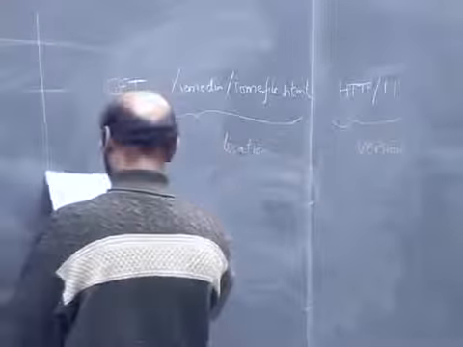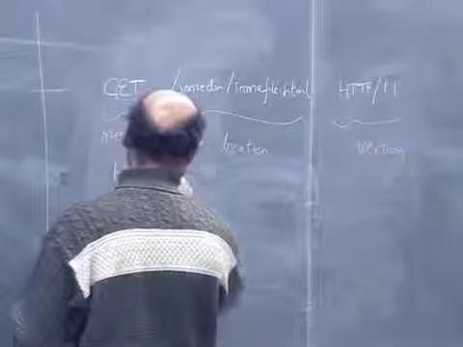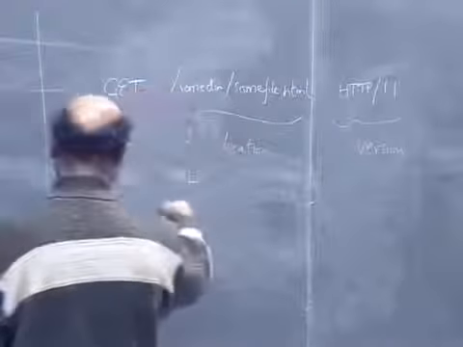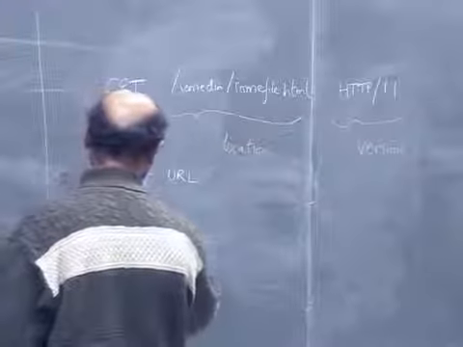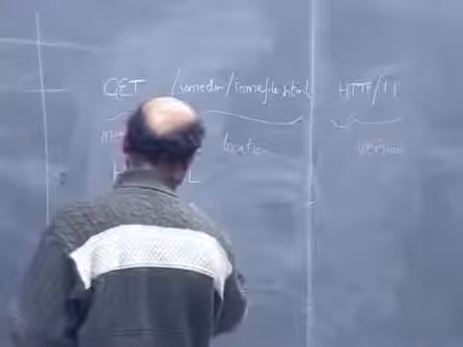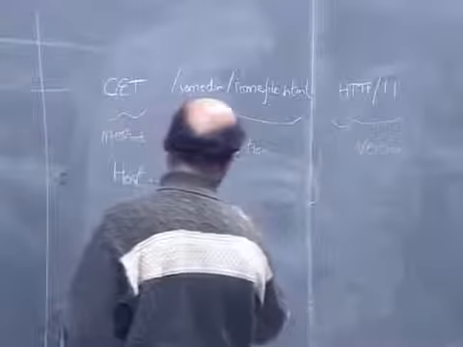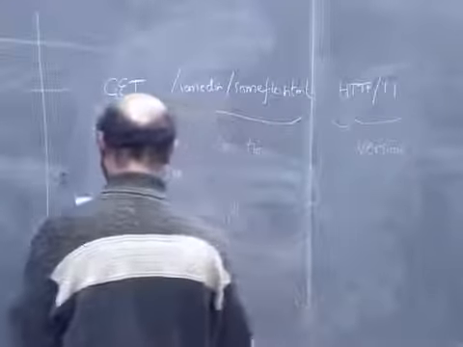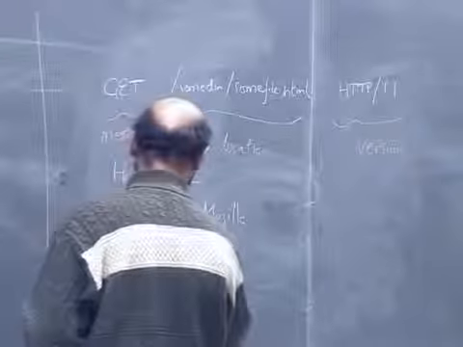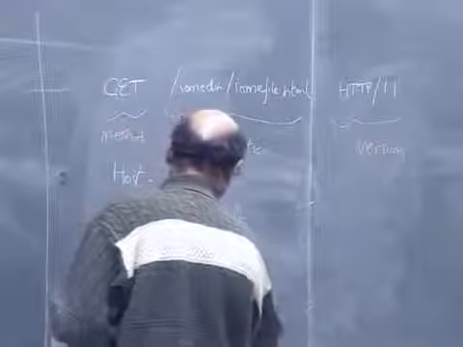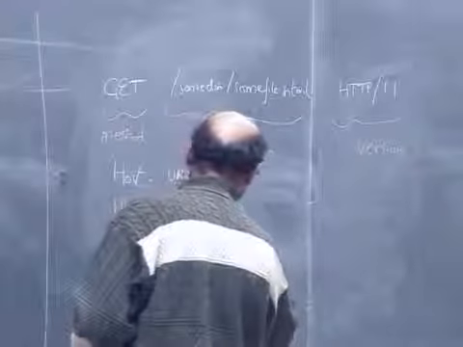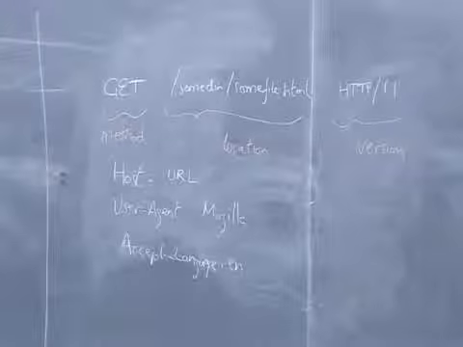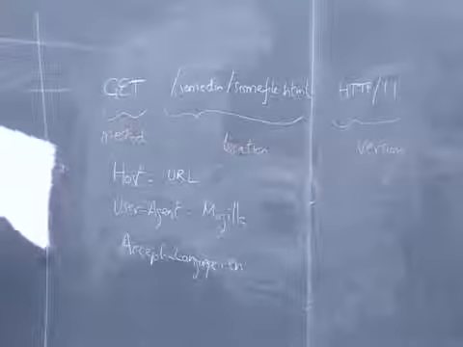And then after that, you have some other lines. You just say Host, colon, and the URL, which is what you want to actually get. And then you say User-Agent, and what you're coming from. So in this case, let's say Mozilla, which would be like a Firefox, and then Accept-Language: EN, that means give it to me in English if you have English content. Otherwise, I'll take whatever you have. So this is pretty much what's going on.